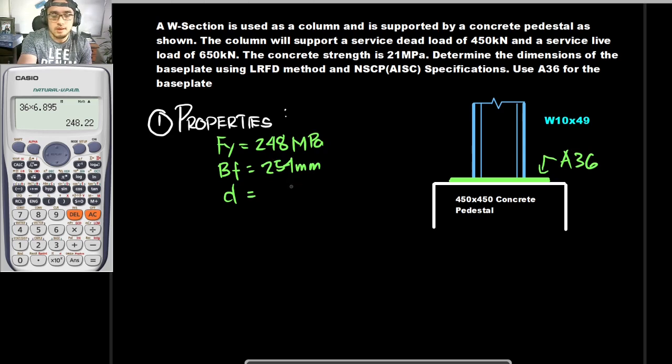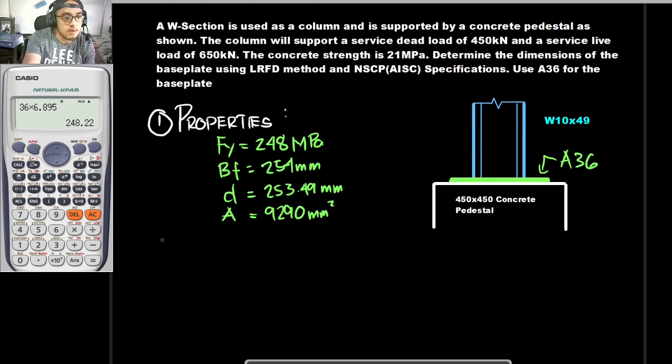And our depth is 253.49 millimeters, I should say. So, ayan. And the area of this particular section right here is equal to 9,990 millimeter squared. Okay, so ano ba yung next step natin? Hindi ko na babalik sa slide natin kanina, baka mahilo lang kayo, pero yung next step talaga natin is to get the factored loads.